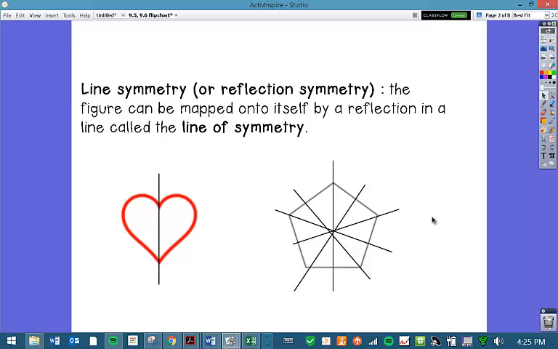Any regular polygon has the same number of lines of symmetry as it does vertices, as it does sides. So a hexagon has 6 lines of symmetry. A triangle has 3 lines of symmetry if they're regular.